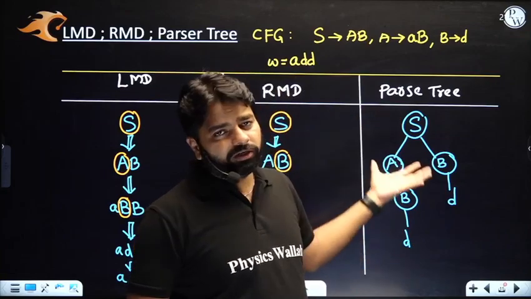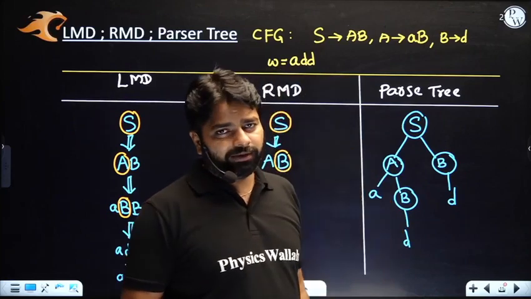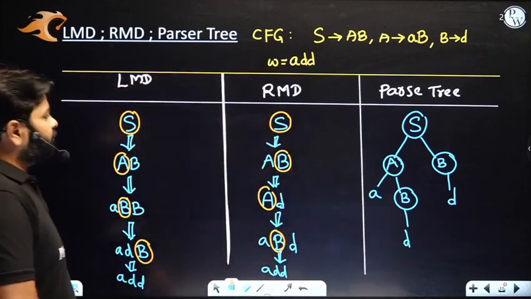That is one way to derive. That's it. So if I have 1 parse tree, it means I have 1 derivation only. Clear this point? Okay.